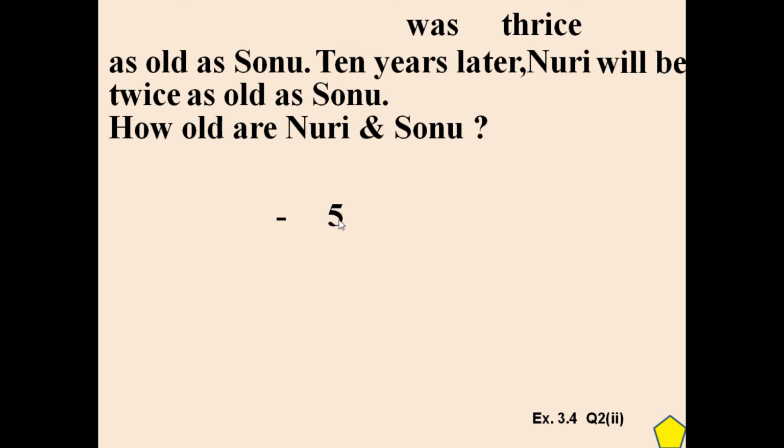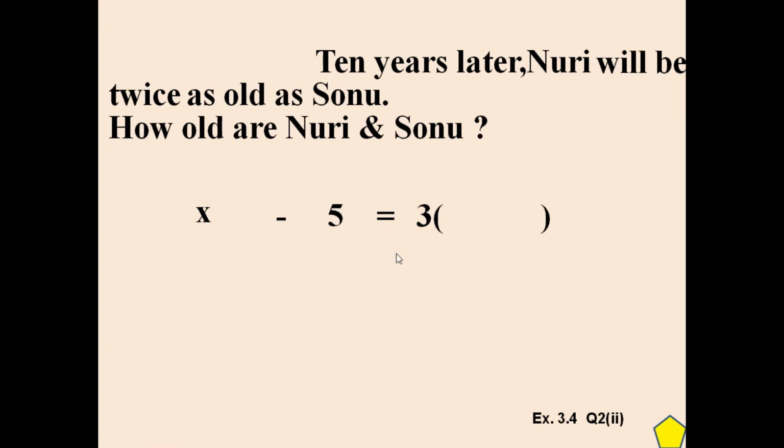Nouri we are assuming as X, was, as it is a form of BE, interpreted as equal to. Thrice is the same as three times, hence interpreted as three bracket. Sonu, we have assumed the present age as Y. So as old as Sonu. When we are comparing the age 5 years ago, the age of both people has to be taken as 5 years ago. So this becomes Y minus 5. Open the brackets, take everything to the same side, like terms together.